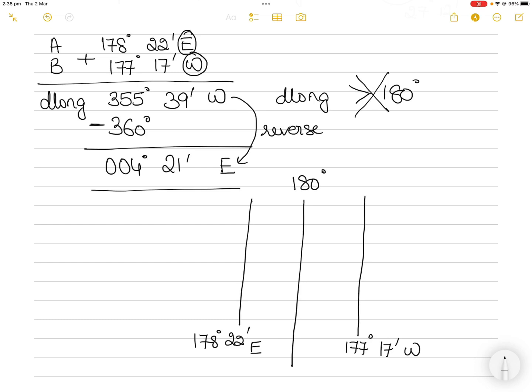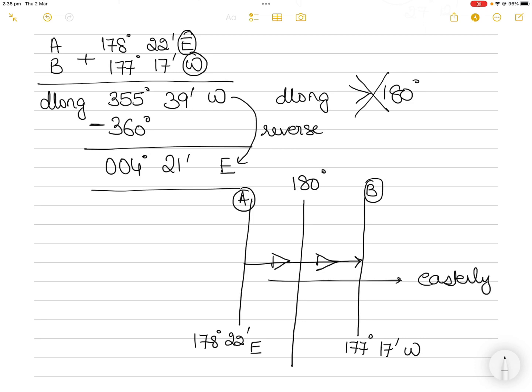So you can see here, as you go from 178 degrees 22 minutes east, longitude A, to longitude B, your ship is going in this direction here. This is the shorter path. So you can see ideally you are going in an easterly direction.